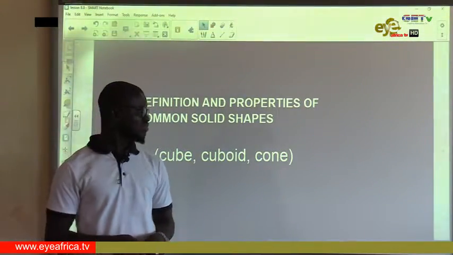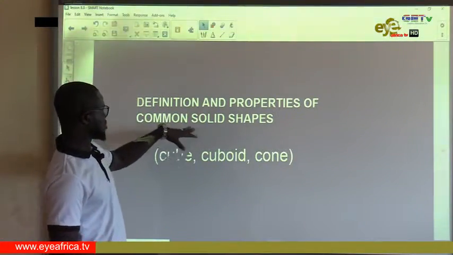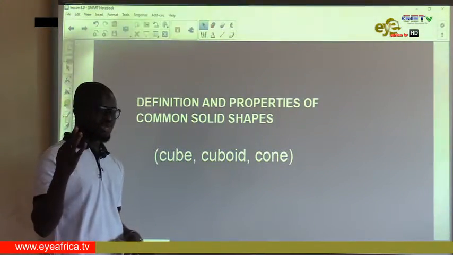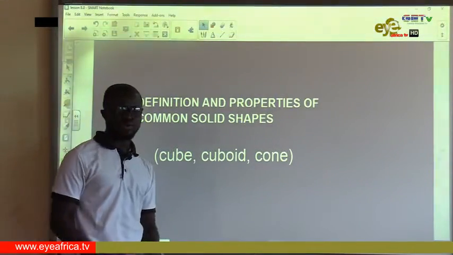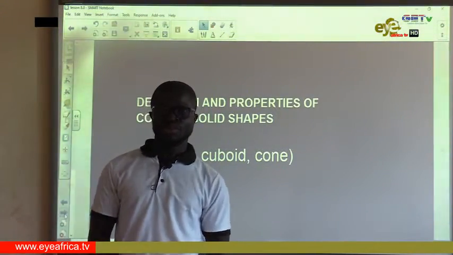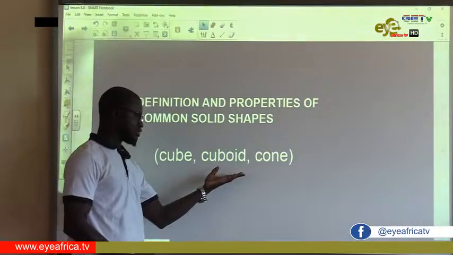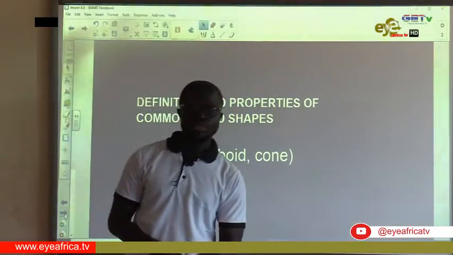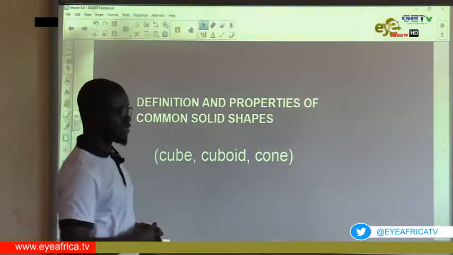Welcome to another lesson for the lower grades. Today's lesson is definition and properties of common solid shapes. And the shapes that we are going to look into are three: cube, cuboid, and a cone. In your previous lesson, you learned how to identify and name objects that have the shape of a cube, objects that have the shape of a cuboid, and objects that have the shape of a cone. Today we are going to discuss their definition and their properties.